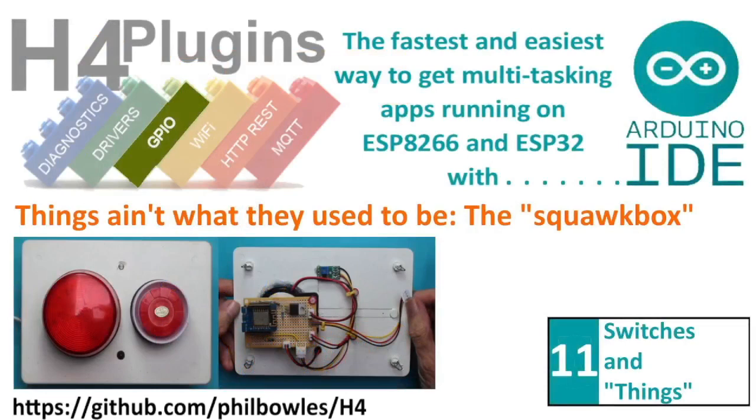Here we are in the live lab. If you haven't watched video 11, you need to, because it explains how the squawk box works. But very briefly, it's an alarm which only works in the dark. So there's a light sensor at the top, there's a little LED at the bottom that shows when it's armed, and when it goes dark it arms itself, and anything can then send an alarm event which will sound the alarm.